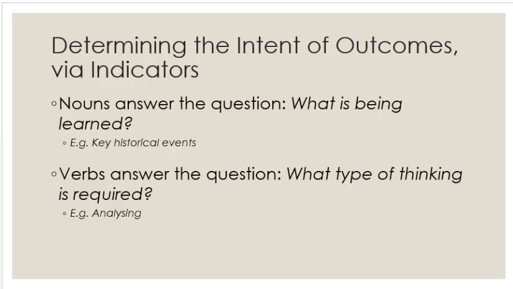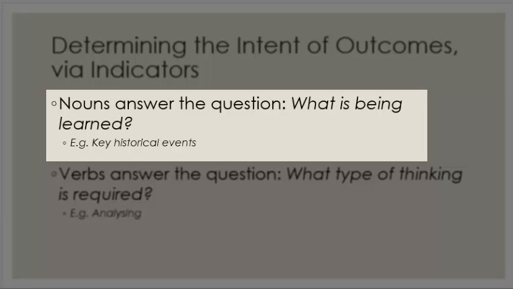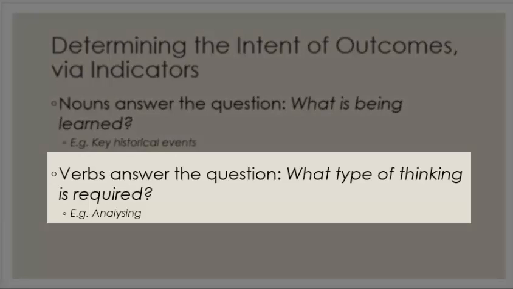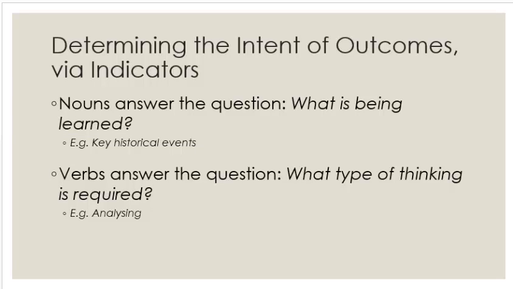that can truly be. The nouns within the outcomes and indicators answer the question, what is being learned? For example, key historical events. The verbs within the outcomes and indicators answer the question, what type of thinking is required? For example, analyzing. This is a critical distinction when backwards planning, starting with the end in mind.